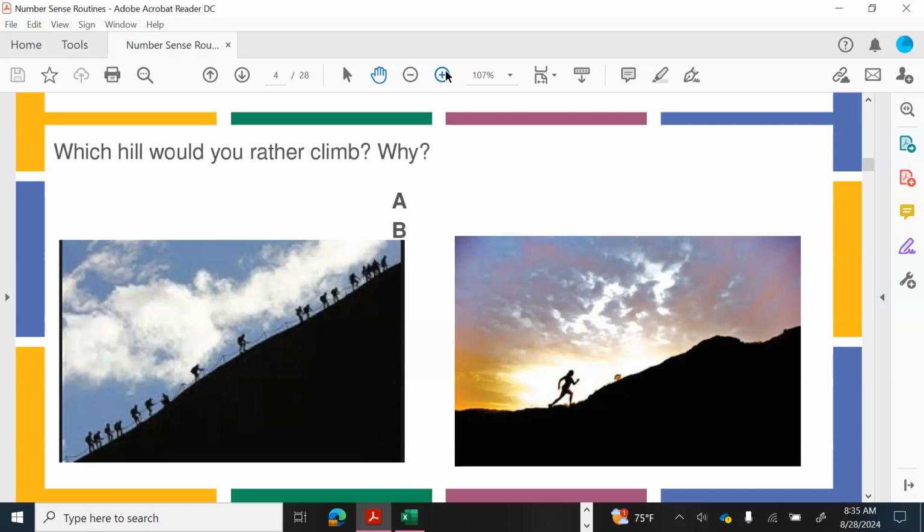The view's better on the right. What if the view was better on the left? It's not. But what if it was? Still the right. Okay. So for a better view, the slope, the steepness. Anyone else?